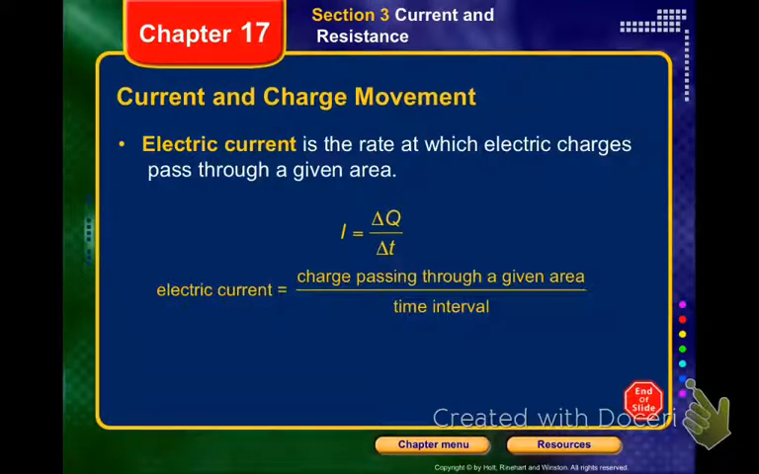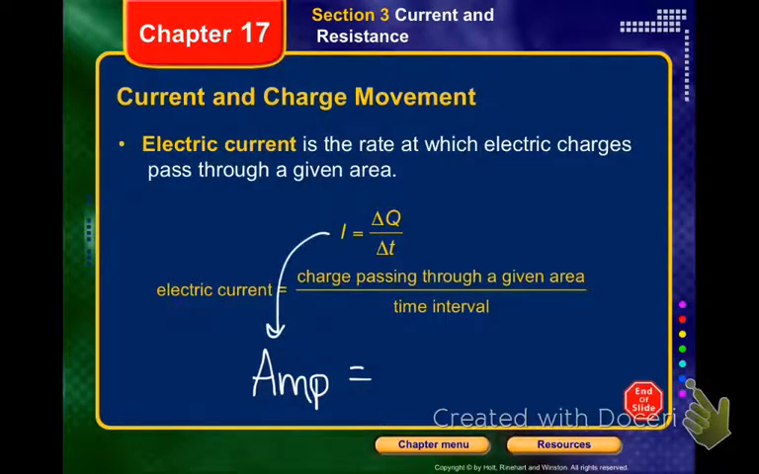I equals delta Q over delta T. I, a capital I, is the symbol for current. If we look at the units that go with this, for current, we usually use, anybody know what the units are for current? Volts per second. No. We're getting closer though. It's the amp. Okay?